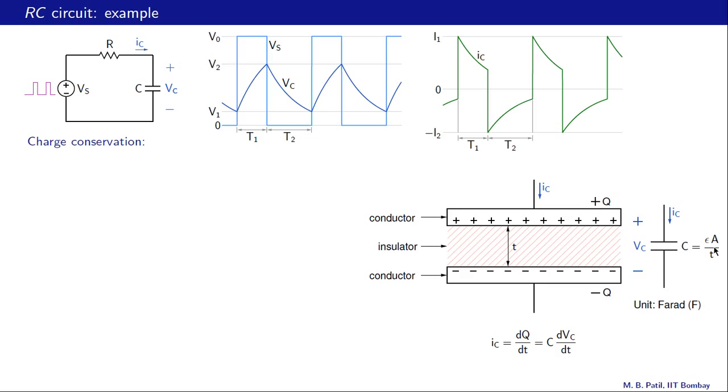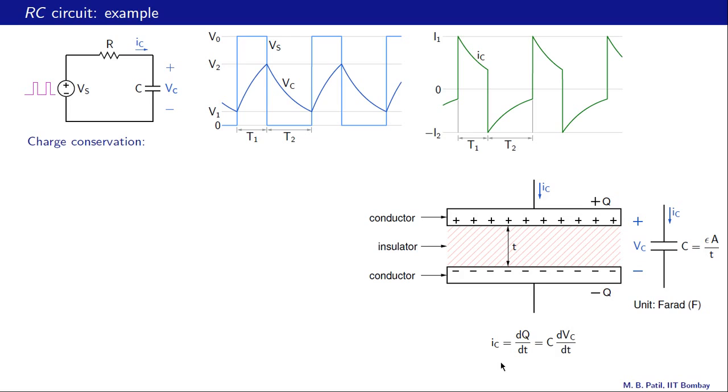Alright, let us now look at the charge here, plus Q on this plate and minus Q on this plate. This charge can change only if there is a non-zero current IC, either entering this terminal or leaving this terminal. And the relationship between IC and Q is given by IC equal to dQ/dt. And since Q is C times Vc, we get IC equal to C times dVc/dt. And this of course is the equation that we have been using all along.